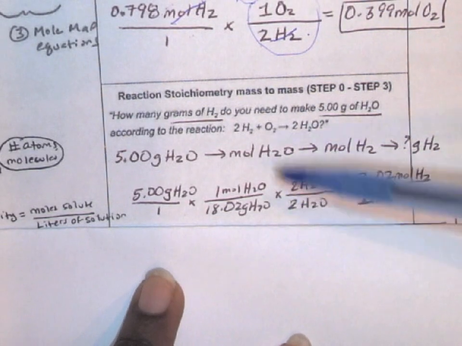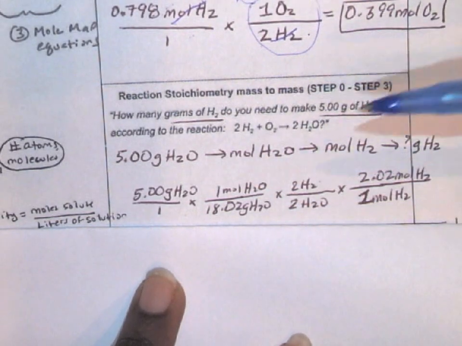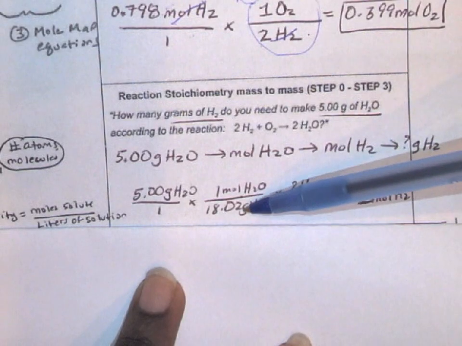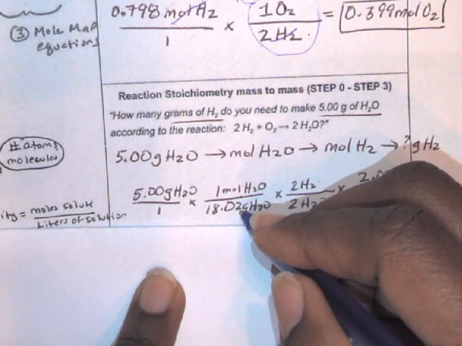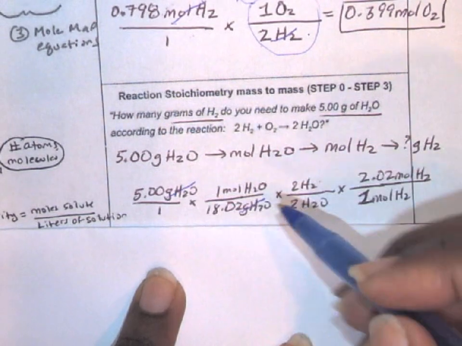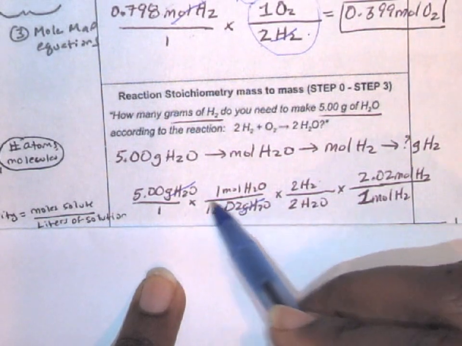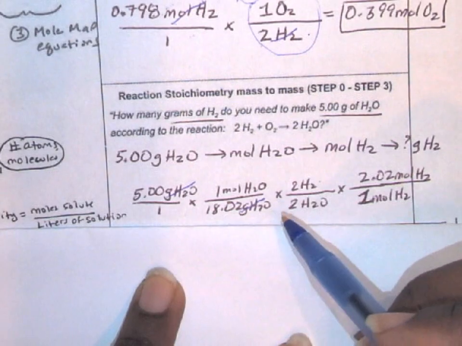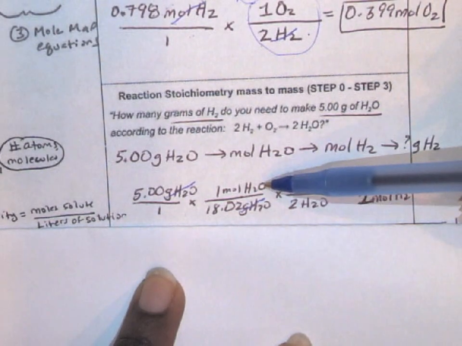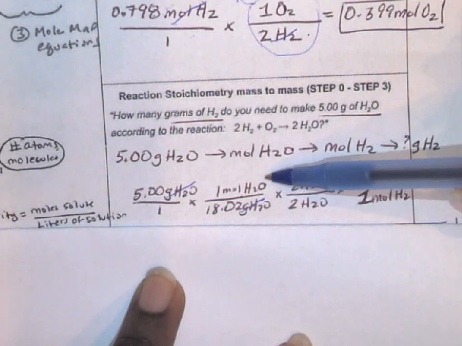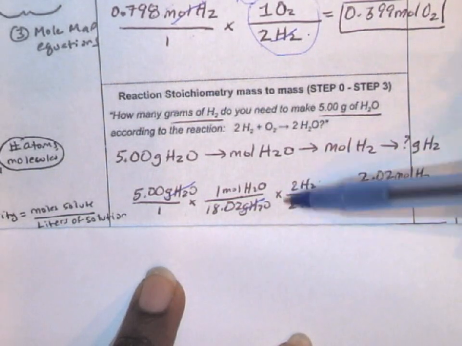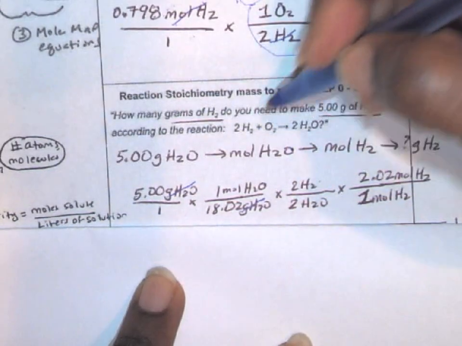Second fraction, I have the conversion factor to go from grams to moles, and that I use the molar mass of water, which is the 18.02. Notice that the 18.02 goes in the denominator so that the grams of water are opposite so they can cancel out. Now that I have moles of H2O, I can convert to moles of H2, and these numbers come from the balanced chemical reaction equation.